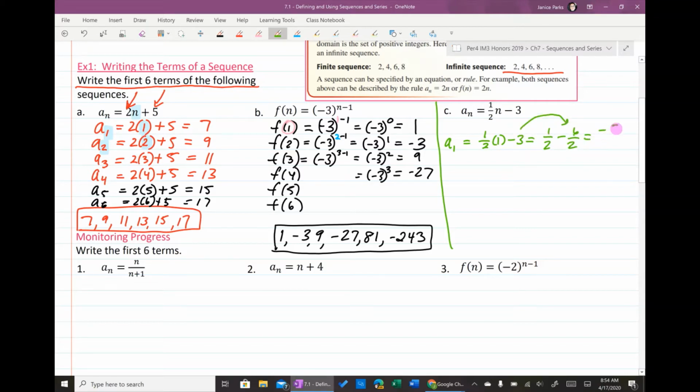And that gives you -5/2. For the second term, we're going to do 1/2 times 2 minus 3. And I'm going to leave these in halves so you can see the pattern a little bit better. Okay, so this one would be 2/2 minus 6/2. Okay, so this is 2/2.